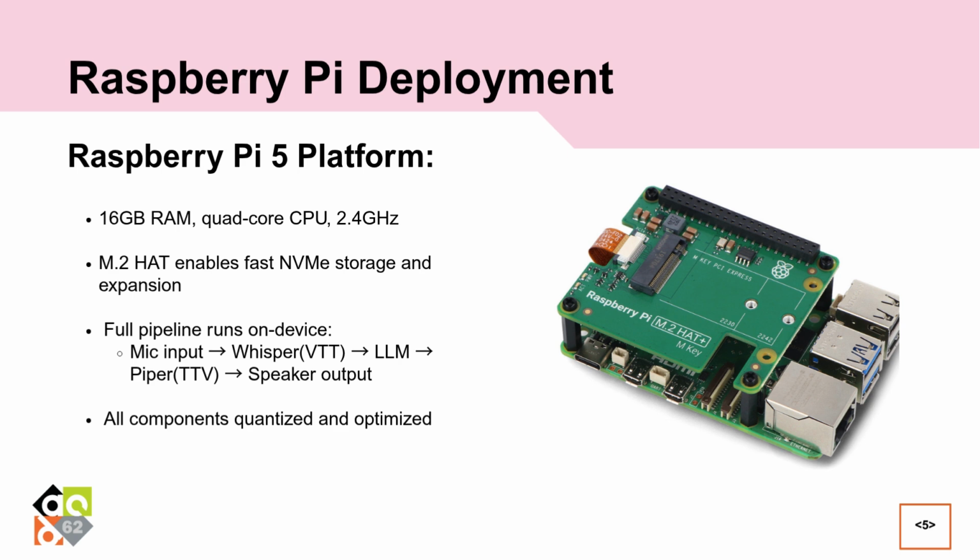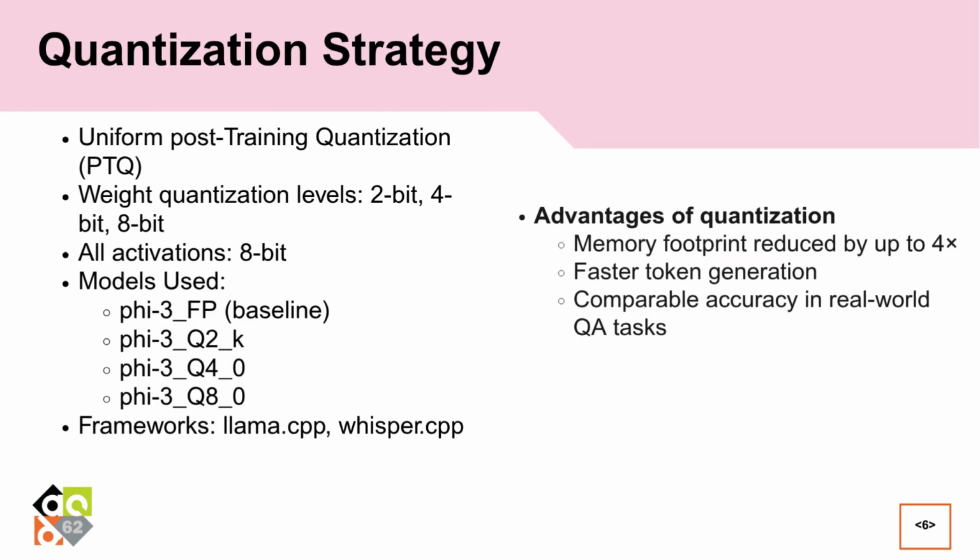We use a Raspberry Pi 5 with 16 gigabytes of RAM and a quad-core CPU with an M.2 HAT for fast non-volatile memory storage. The system handles everything locally, from input to Whisper, quantized LLMs, and Piper text-to-speech.